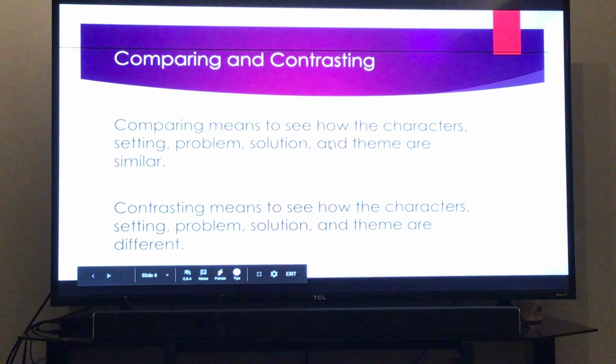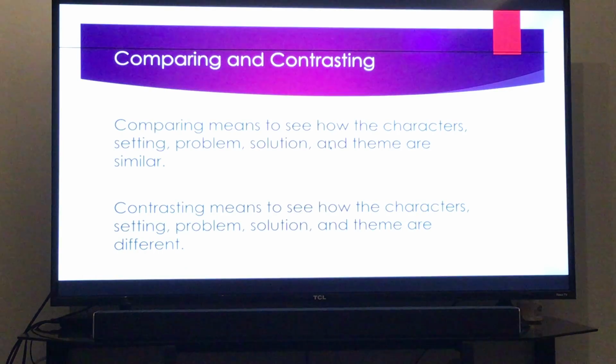Comparing and contrasting, just a recap. Comparing means to see how the character, setting, problem, solution, and theme are similar. Contrasting means to see how the character, setting, problem, solution, and theme are different.